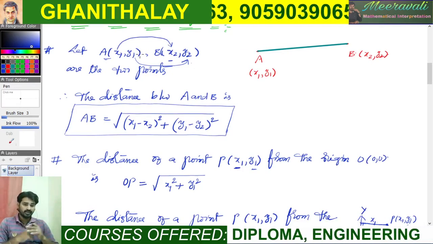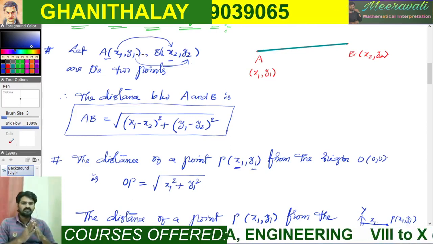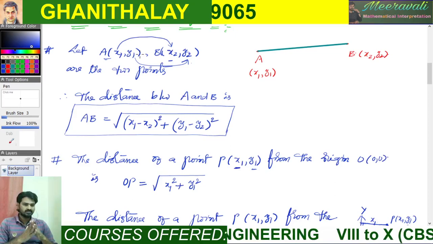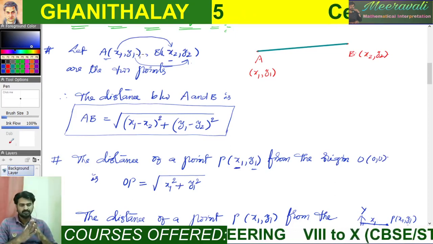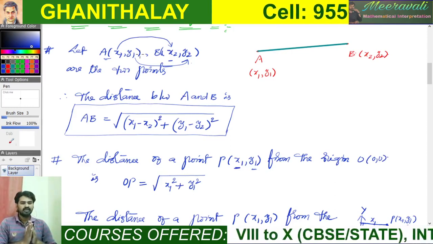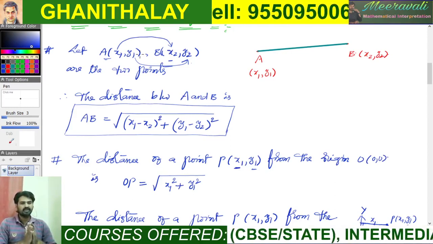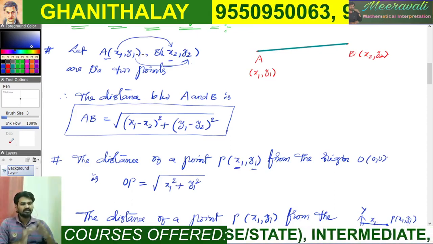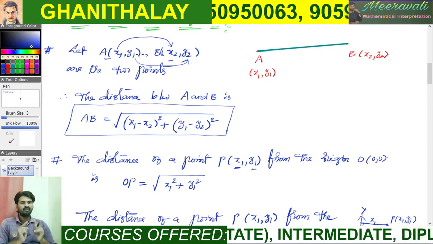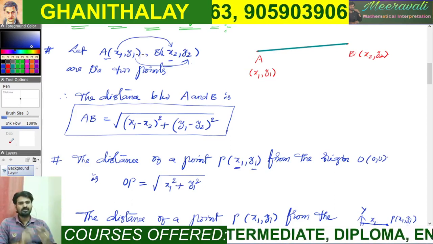How do you calculate the distance between them? By using the formula: square root of (x1 minus x2) whole square plus (y1 minus y2) whole square. That is the distance between the 2 points. The distance between 2 points can be denoted by taking a point A and another point B, and AB denotes the distance between the 2 points.